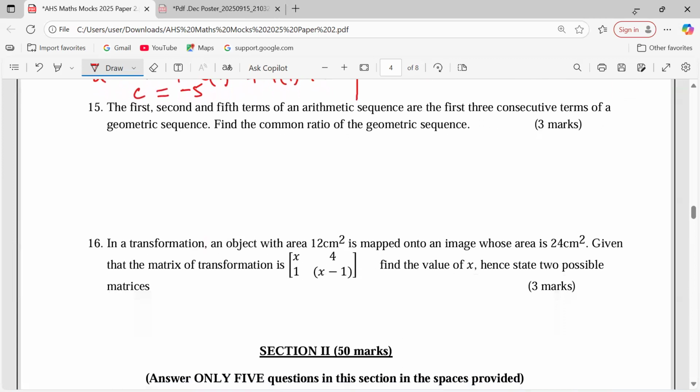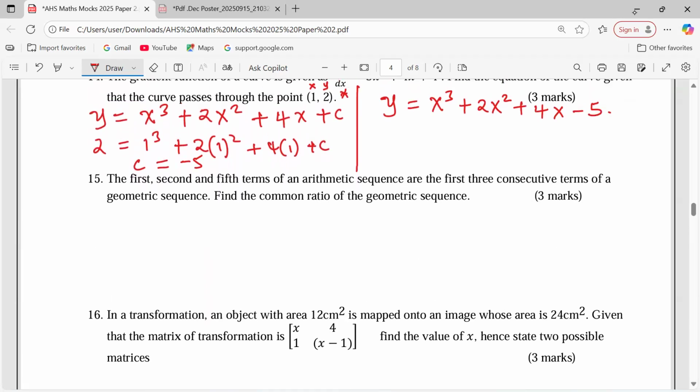Number 15. The first, the second, and the fifth terms of an arithmetic sequence are the first three consecutive terms of a geometric sequence. Find the common ratio of the geometric sequence. This one, again, is a simple question. You're supposed to know how a certain position of a number is obtained when given either arithmetic sequences or geometric sequences.